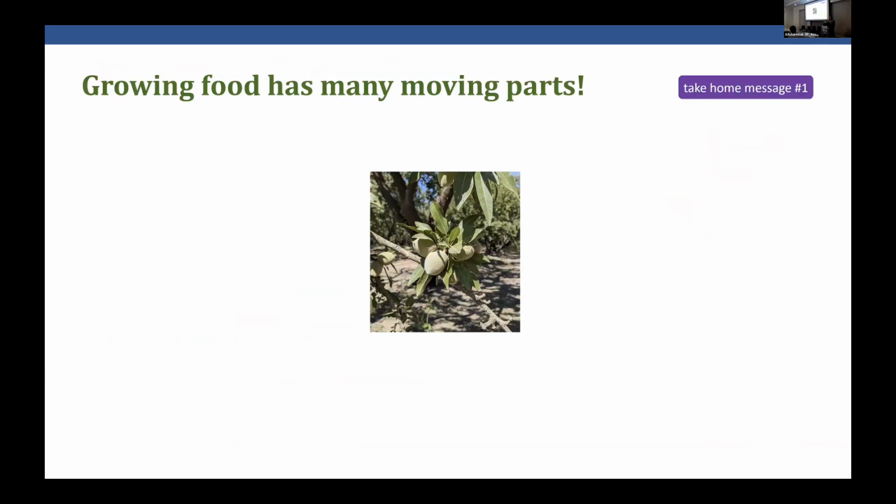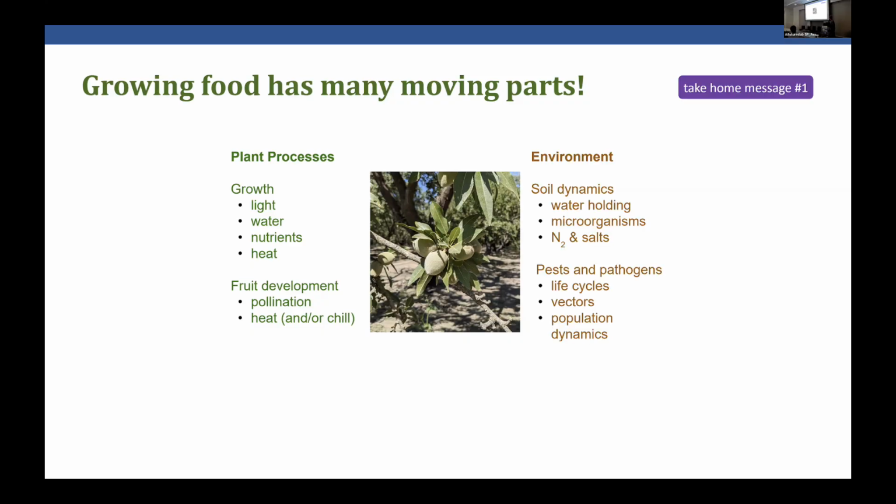So the problem space we're trying to operate in here is the task of growing food, which I have enjoyed learning about and found has many moving parts. So take your humble almond. On the biology side, plants need light, water, nutrients, and heat to grow. And for the fruit to develop, and that's often the part that we eat, the fruit, seeds, or nuts, you're going to need pollination and then some heat or chill requirements for the fruit to develop.